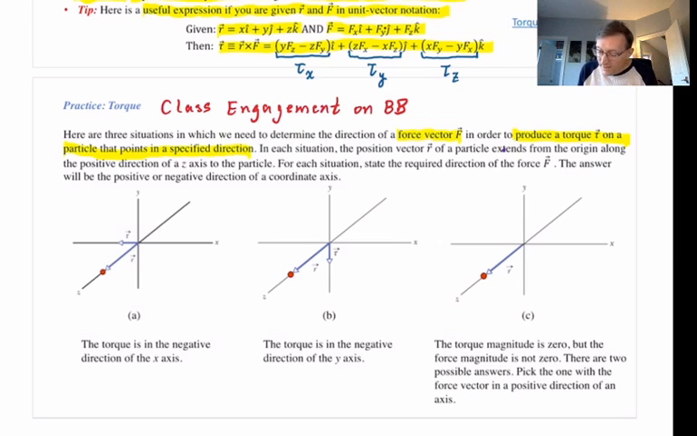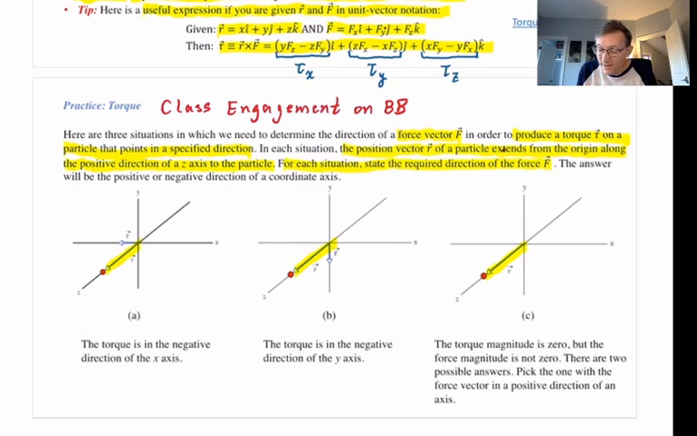Okay? In each situation, the position vector r of the particle extends from the origin along the positive direction of a z-axis to the particle. And you can see it. Here's the r vector in case A, and it's the same r vector in case B, and it's the same r vector in case C. The particle is the red dot. For each situation, state the required direction of the force F to get the torque.